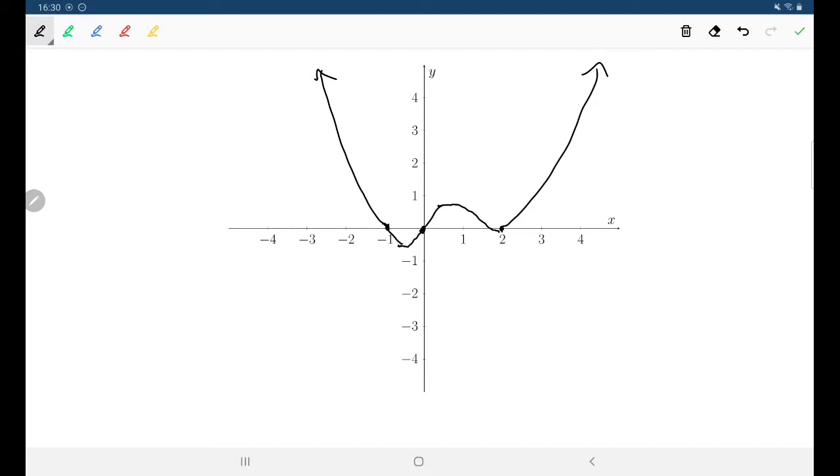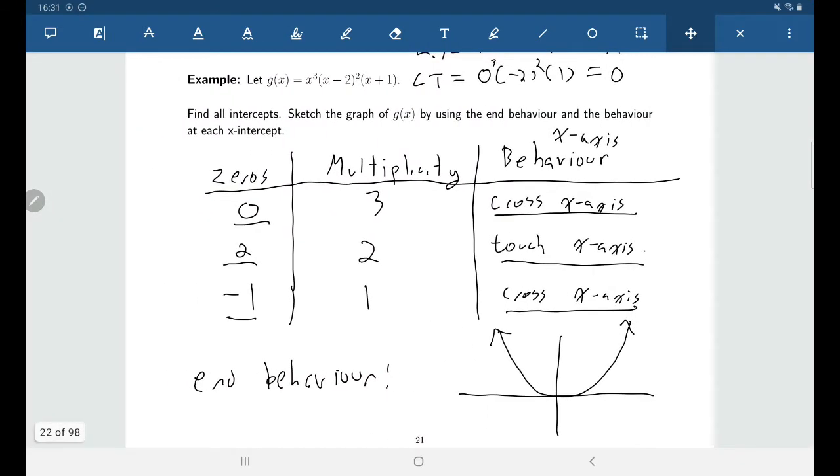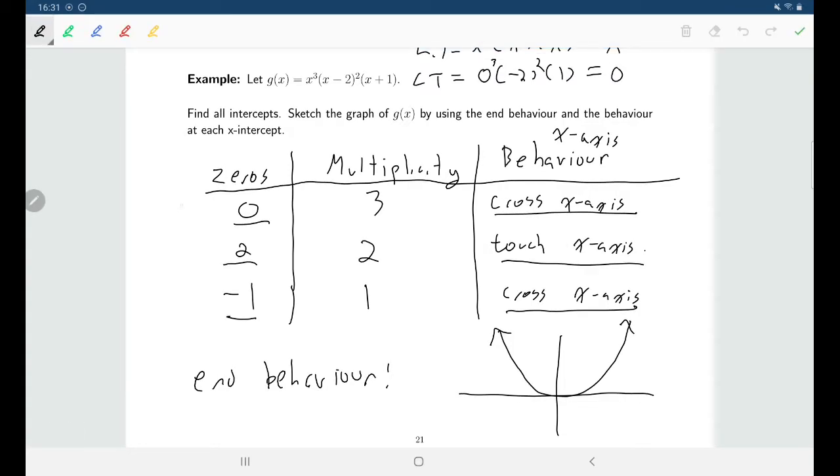This is a place where I want to point out that when you're looking at all of these clues that you've created for this function, they shouldn't contradict each other, which means that you should be able to plot these points with this end behavior, and have nobody contradicting anybody else.